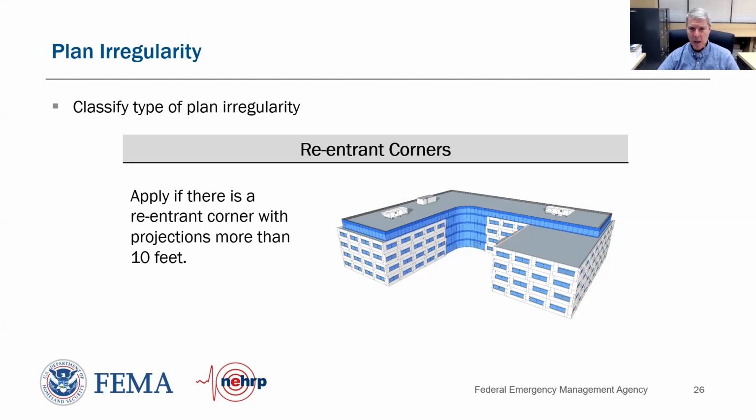Now, we have to have a projection away from a main building of more than 10 feet. Your 2-foot bay window on your home does not constitute a reentrant corner. It's not sufficient. It needs to be more than 10 feet, is the guidance in the P-154 document. But this is probably one of our most common plan irregularities. Architects don't like a square or a box. They've got to put wings in it, and that's where we usually get them.